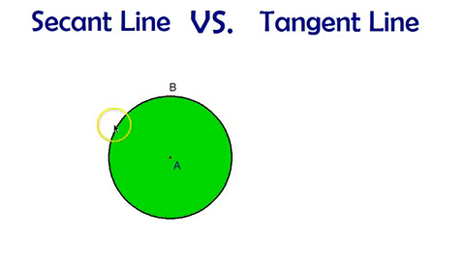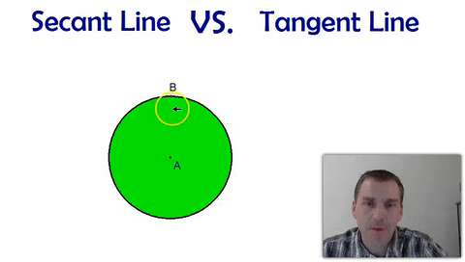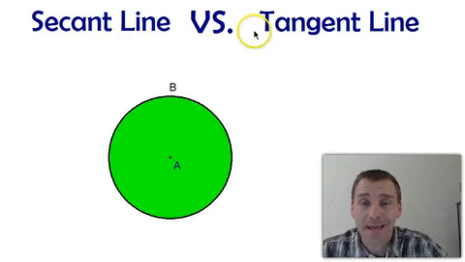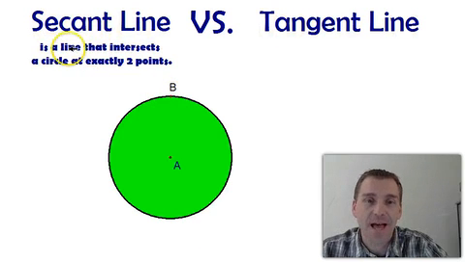Okay, so in your notes I draw this circle right there. So we're talking circle A. And this point up here is B. What is the difference between a secant line and a tangent line? Well, here's your definition of secant line. It is a line that intersects a circle at exactly 2 points.